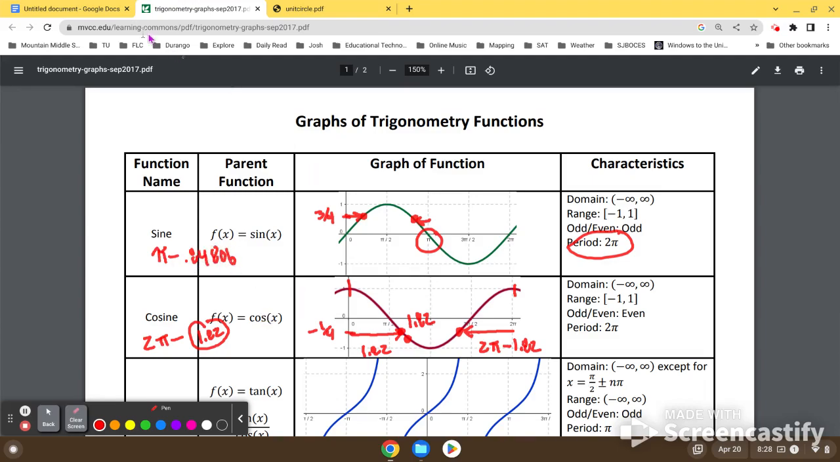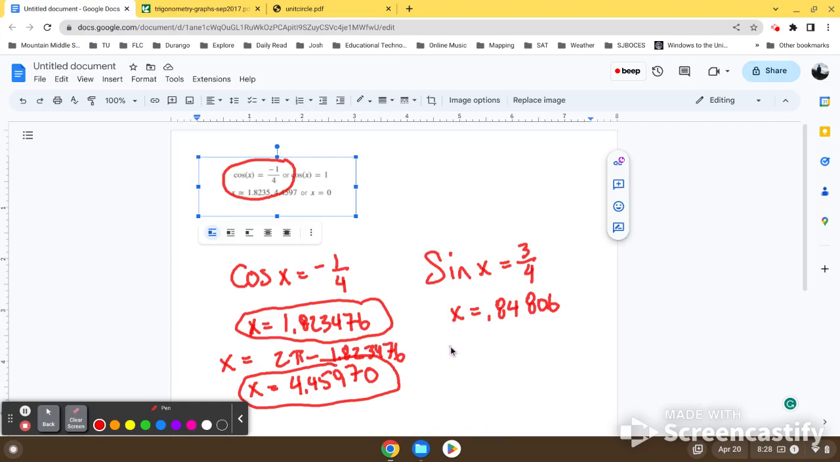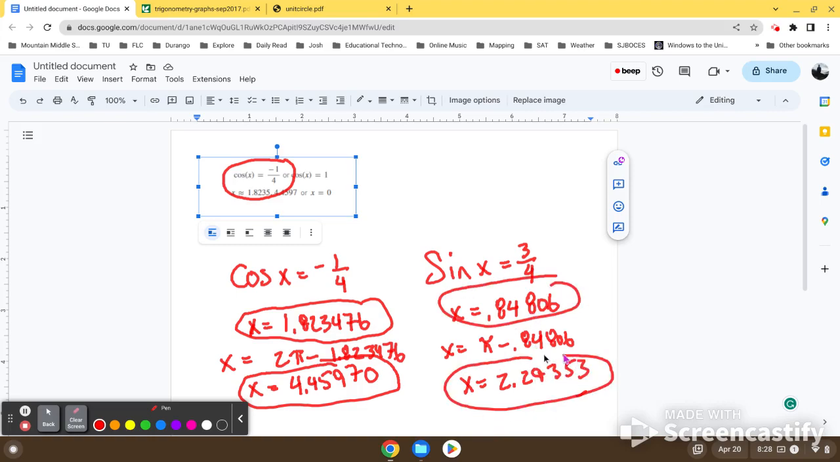0.84806. So we come back over here, we check this out. So that means that our x is going to be equal to pi minus 0.84806. So x is equal to pi minus that number, and we find out that our other solution would be 2.29353. So those would be our possible solutions. Now, obviously, that's inside of that interval of 0 to 2 pi.